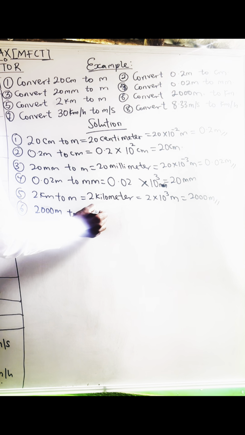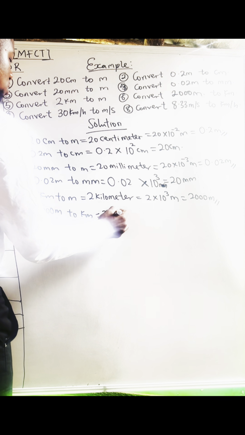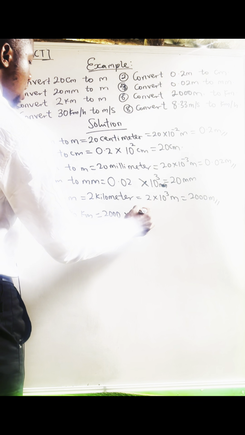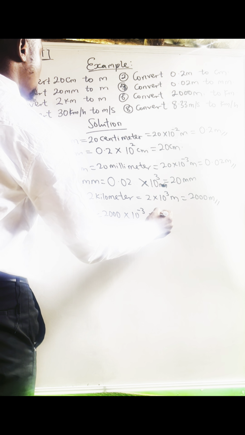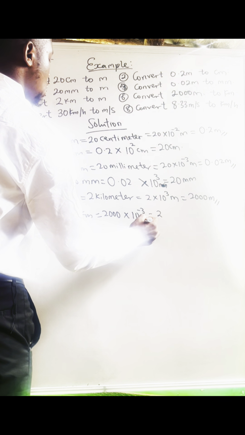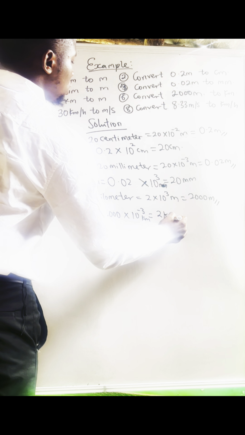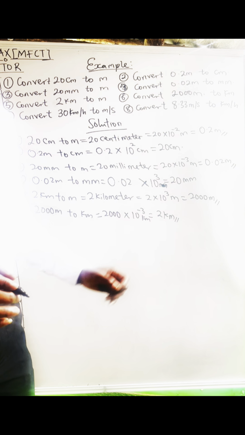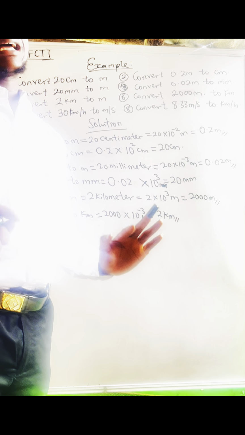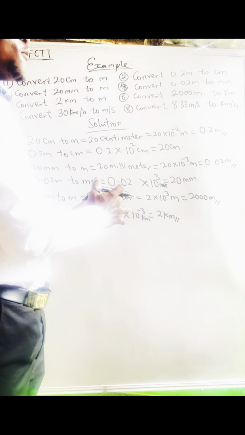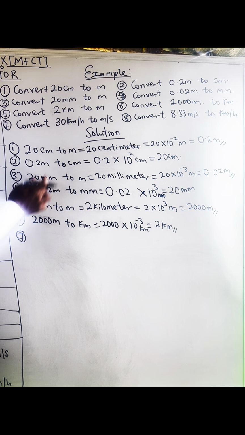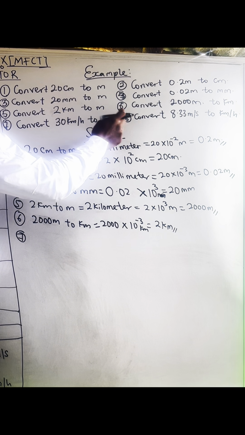So this will equal 2000 times 10 raised to power minus 3. And the final answer will be what? 2. We will write kilometer here, and the final answer is 2 kilometer. This idea is the idea of using what? Standard prefixes in your conversion. For number 7, we are to convert 30 kilometer per hour to meter per second.